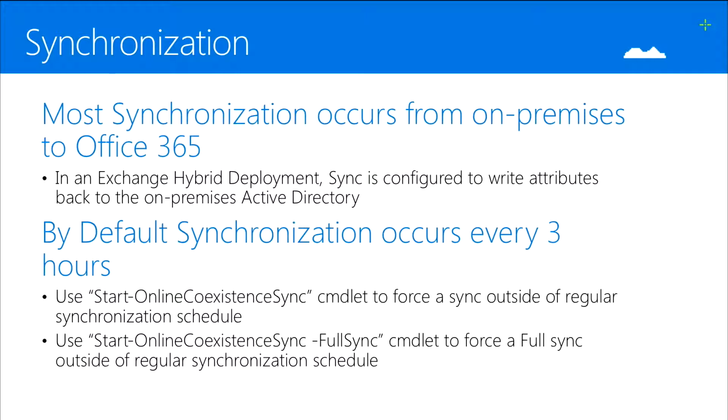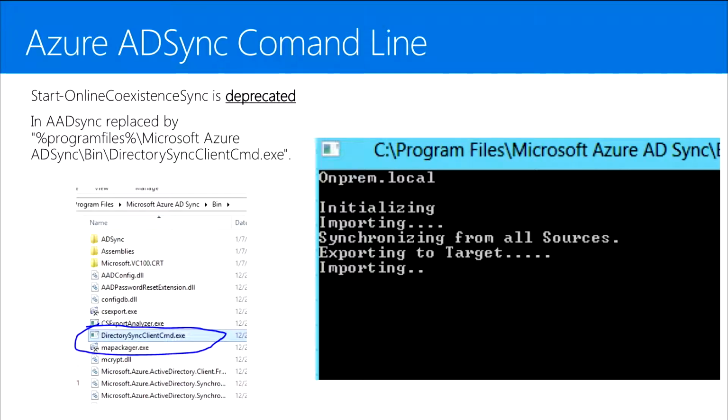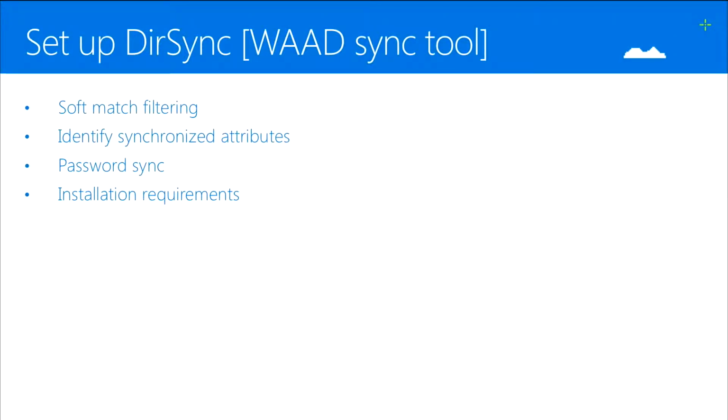However, the gotcha here, folks, is that with AAD sync, that has changed. The Start-OnlineCoexistenceSync command doesn't exist anymore. So this is what you will see instead. You will see that tool has been deprecated, and what you now need to do is delve in here, and there's this little tool here, you see, DirectorySyncClientCmd.exe. So essentially just go ahead, double click that, and that's how you do a sync. Okay, so watch out for that in a potential exam question.